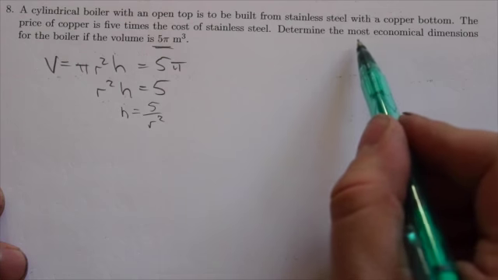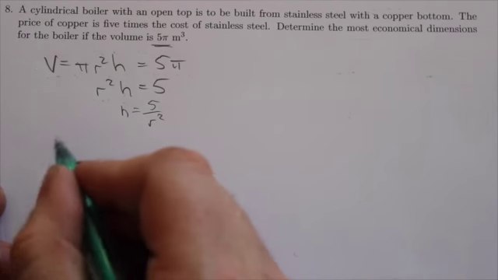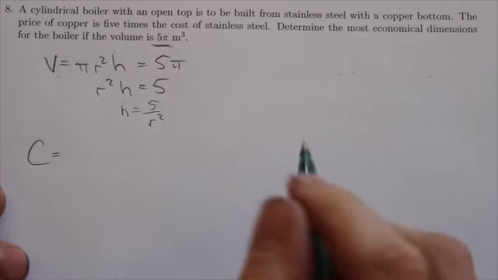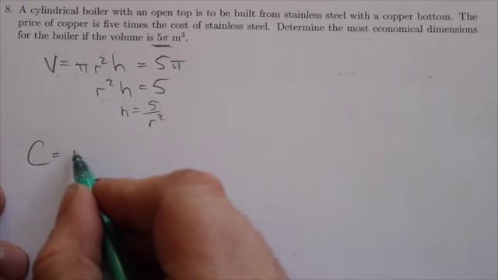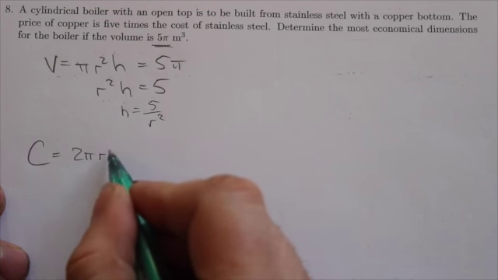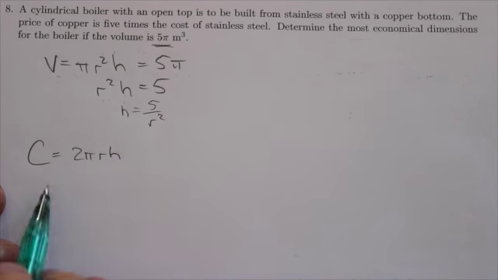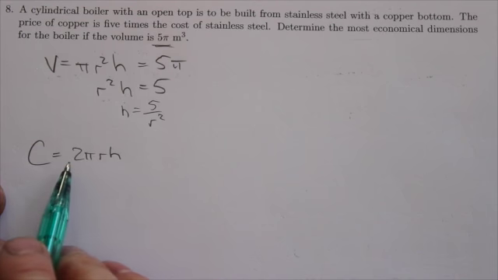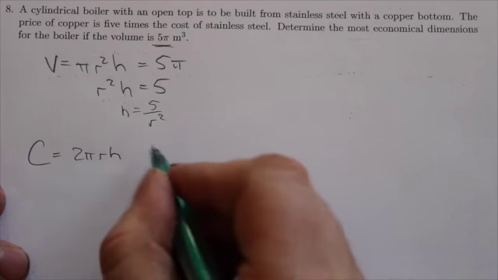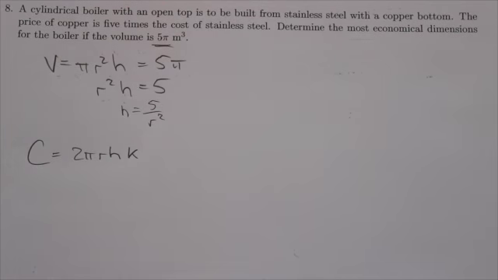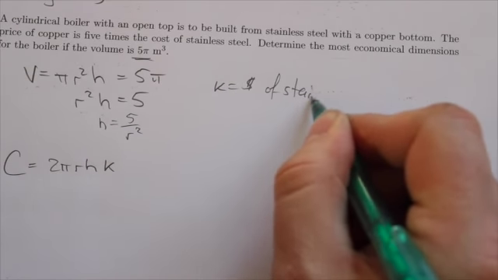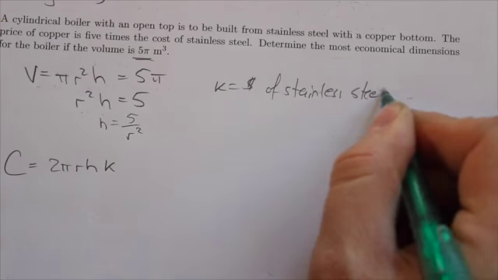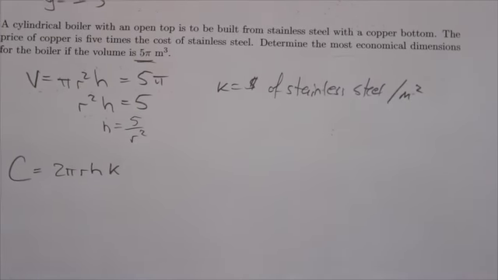Now, I want to determine the most economical dimensions, which means I want to minimize cost. So how much does this thing cost? Well, we're making the sides out of stainless steel. The area along the side of our cylinder is going to be 2 pi r h. But I'm also going to throw k in here, because I don't know how much stainless steel costs, so we're just going to let k equal the cost of stainless steel per meter squared.